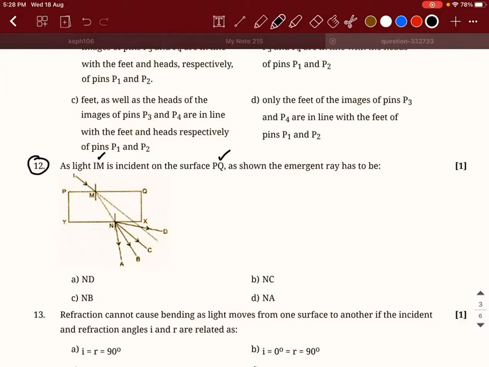Guys, this is a very easy answer. You need not even break your head. You can tell in 2 seconds. NC, sir. Why NC? NC is the perfect, right answer, but why? Because it is parallel. Very good. It is the emergent ray and this is the incident ray. So in a rectangular glass slab, the emergent ray and the incident ray will be parallel to each other. Hence, NC is the right answer.